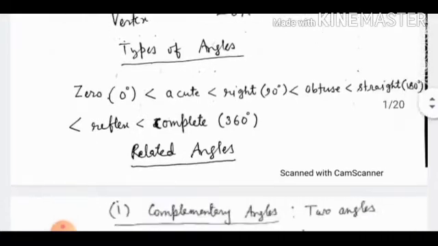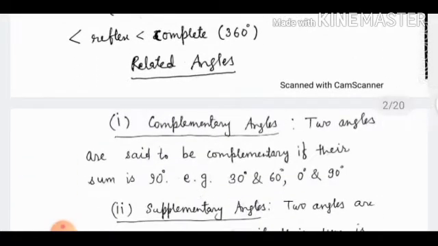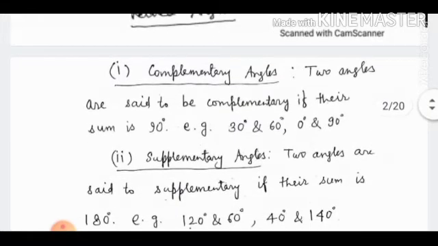Now related angles. First, complementary angles. Two angles are said to be complementary if their sum is 90 degree. For example, 30 degree and 60 degree, 0 degree and 90 degree. Supplementary angles. Two angles are said to be supplementary if their sum is 180 degree. For example, 120 degree and 60 degree, 40 degree and 140 degree.